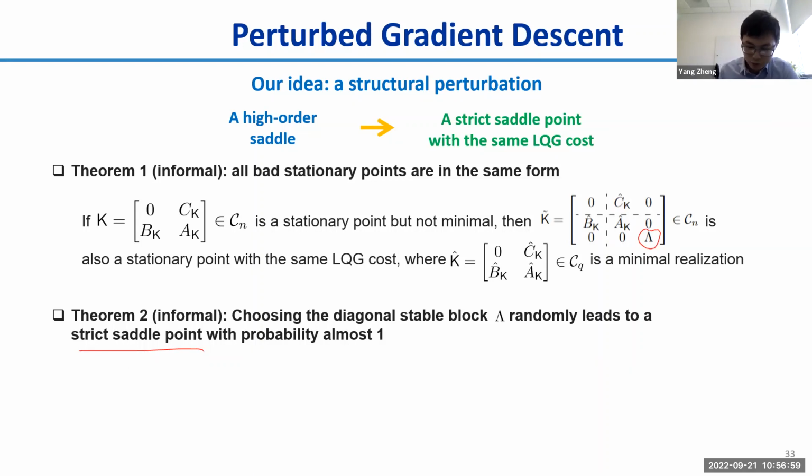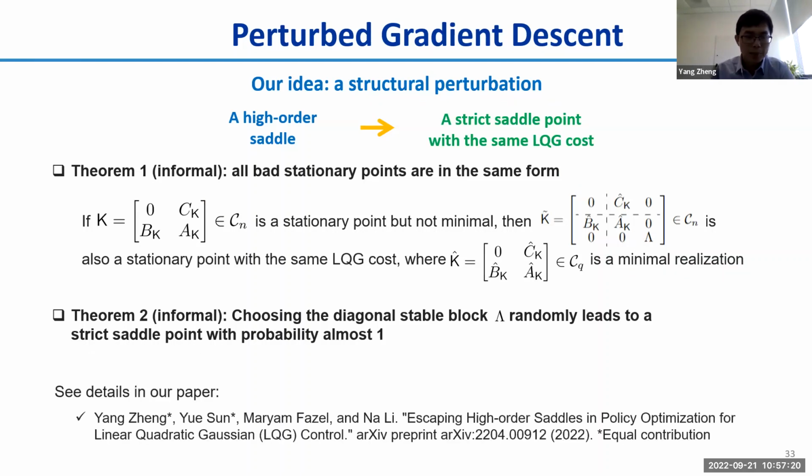So basically, you can always do this. You can start from a stationary point, do a minimal realization, and you go to this form, and you choose this block randomly. So basically, you do a random structural perturbation of the point, and you are guaranteed to be at a strict saddle point. And then you can apply the perturbed gradient descent. There are some technical conditions. If you are interested, you can take a look at our paper.